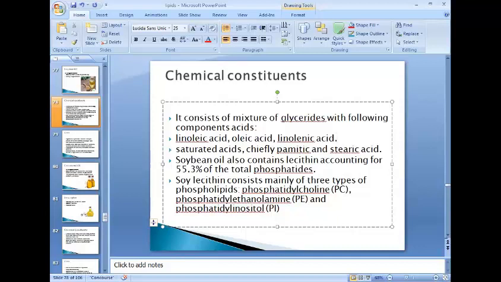Lecithin is present in a proportion of 55.3% of total phosphatides, and it has three types of phospholipids that include phosphatidylcholine, phosphatidylethanolamine, and phosphatidylinositol. And it has a very important role in lowering the cholesterol level.